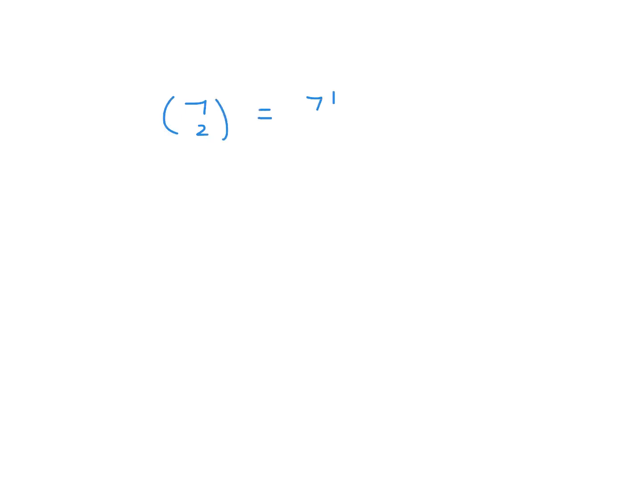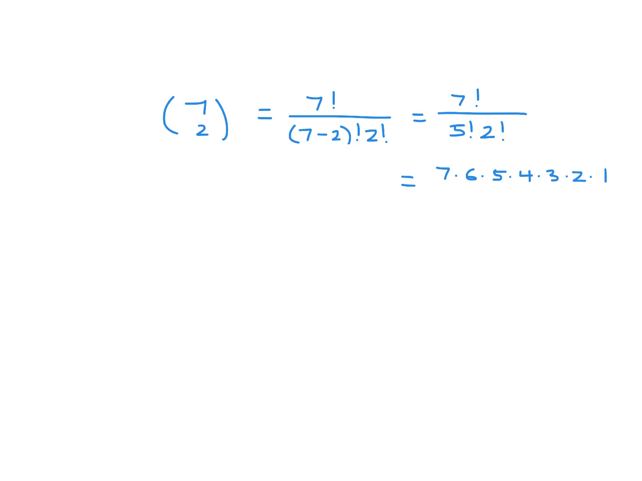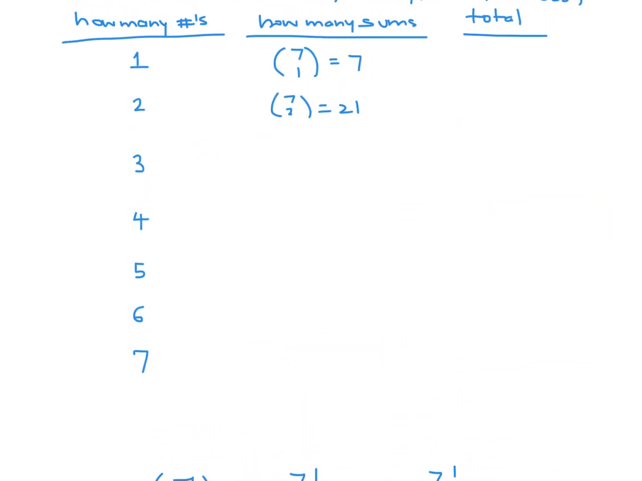It is 7 factorial over (7 minus 2) factorial over 2 factorial. And this would be 7 factorial over 5 factorial over 2 factorial. So this would be 7 times 6 times 5 times 4 times 3 times 2 times 1. This 5 factorial is 5 times 4 times 3 times 2 times 1. And the 2 factorial is just 2 times 1. The good news is that all those cancel. So you're just left with 7 times 6 over 2. And that is 21. Got it? So that's how I got 21.